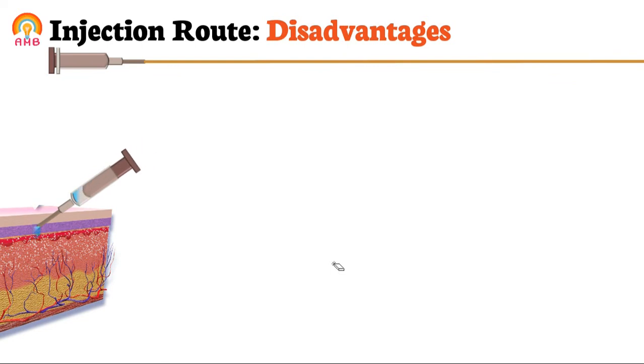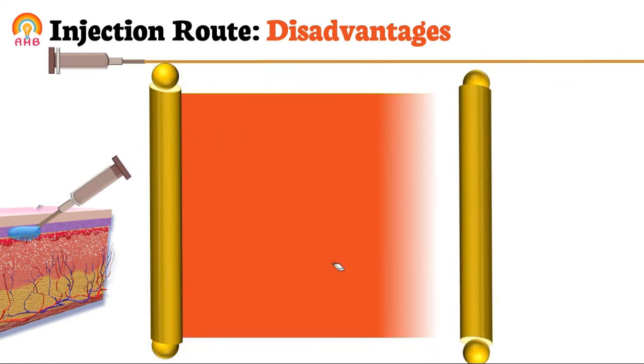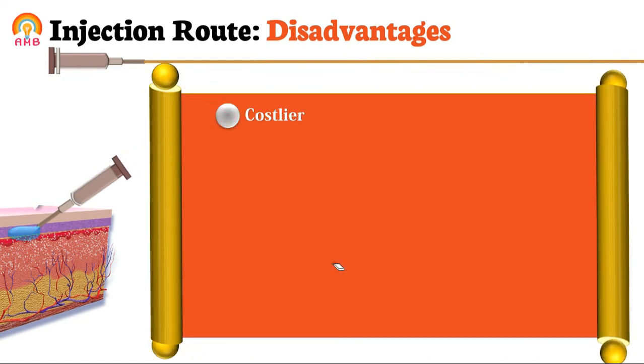First disadvantage of injection route is that preparations which are to be injected in our body should be sterile in nature. So that is very, very important. And to make these injections sterile, a sterilization process should be done, and it may increase the cost of the product. So that is the first disadvantage.